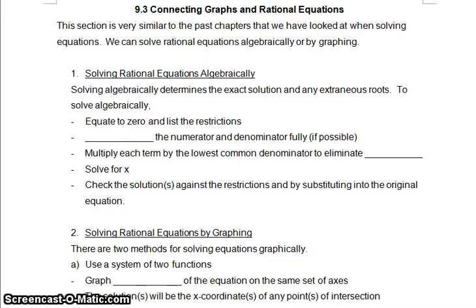Here we're going to be connecting graphs and rational equations. Or really, what this is essentially going to be is solving rational equations, and surprise, surprise, it's hopefully nothing new here, but we're going to be doing it using two different methods. We're going to be solving rational equations algebraically and by graphing.